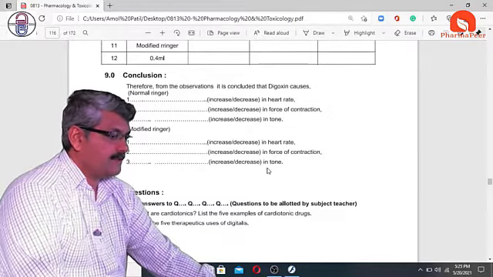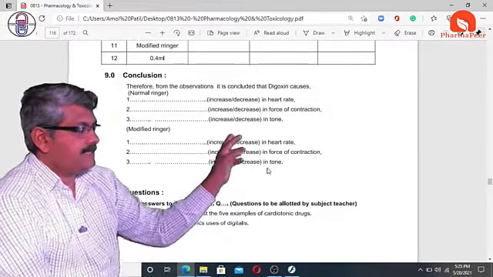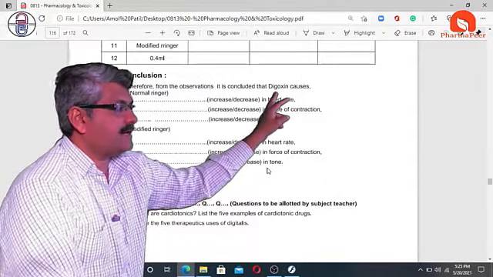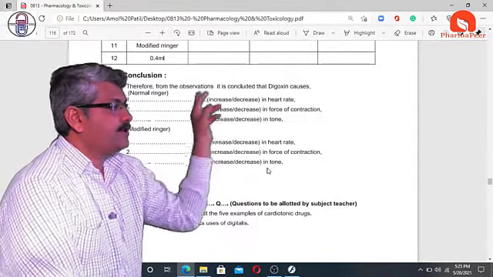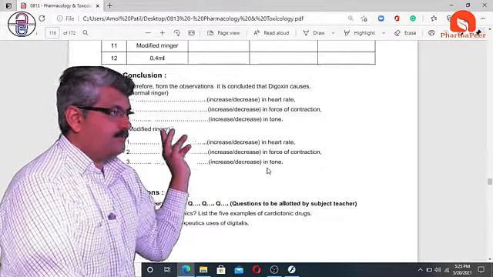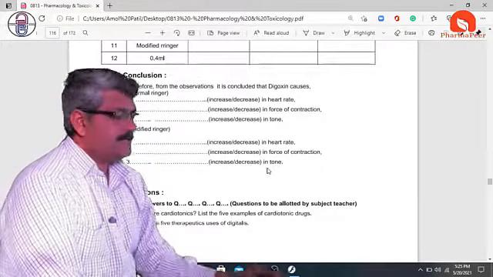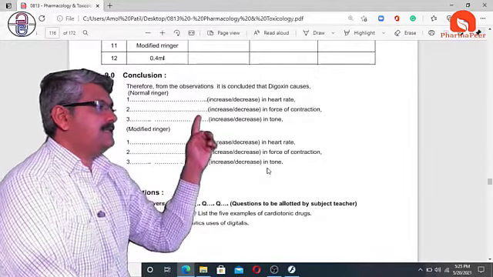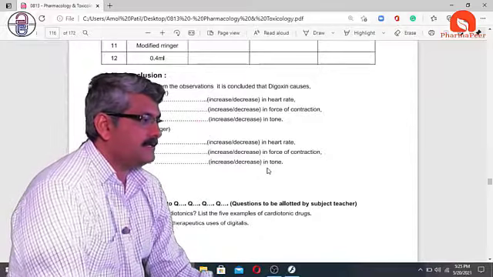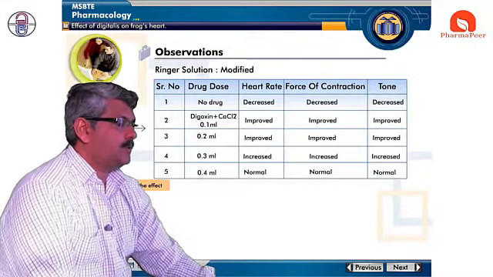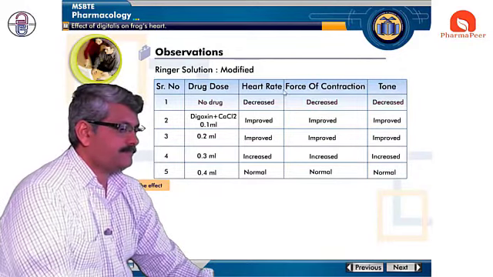tone. That we are writing here, a conclusion of digitalis. We are writing the effect of digitalis with normal Ringer solution as well as in modified Ringer solution. In both cases, we are going to write this. So here we find increase in heart rate, increase in force of contraction, and increase in tone. So this is what our today's experiment is about.